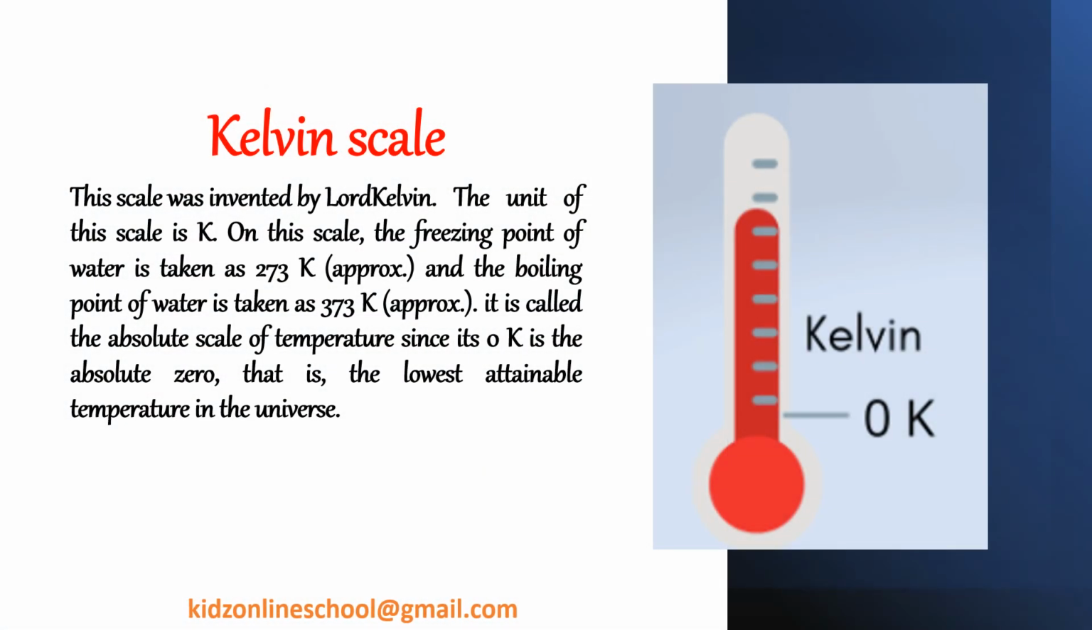Kelvin scale. This scale was invented by Lord Kelvin. The unit of the scale is K. On this scale, the freezing point of water is taken as 273 Kelvin and the boiling point of water is taken as 373 Kelvin. It is called the absolute scale of temperature since 0 Kelvin is the absolute zero. That is the lowest attainable temperature in the universe.